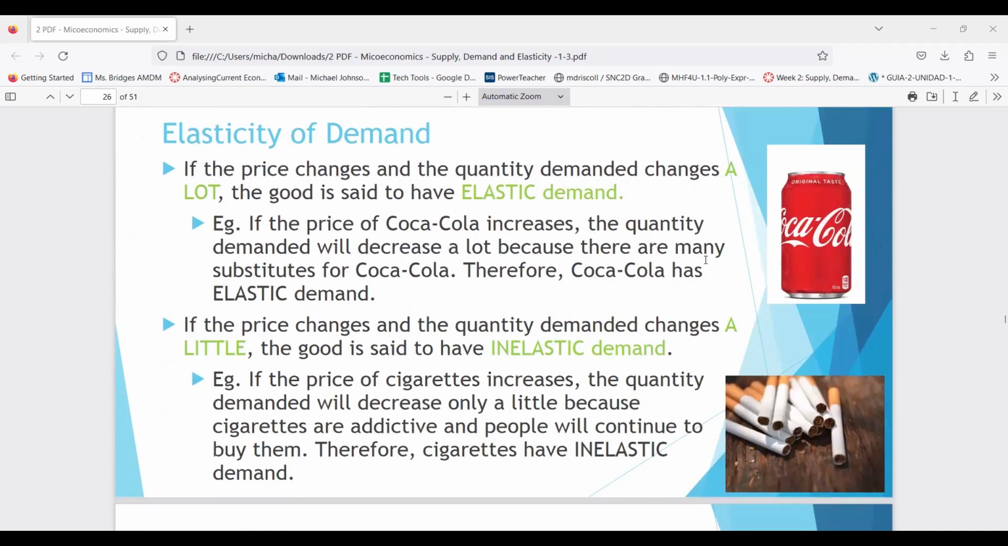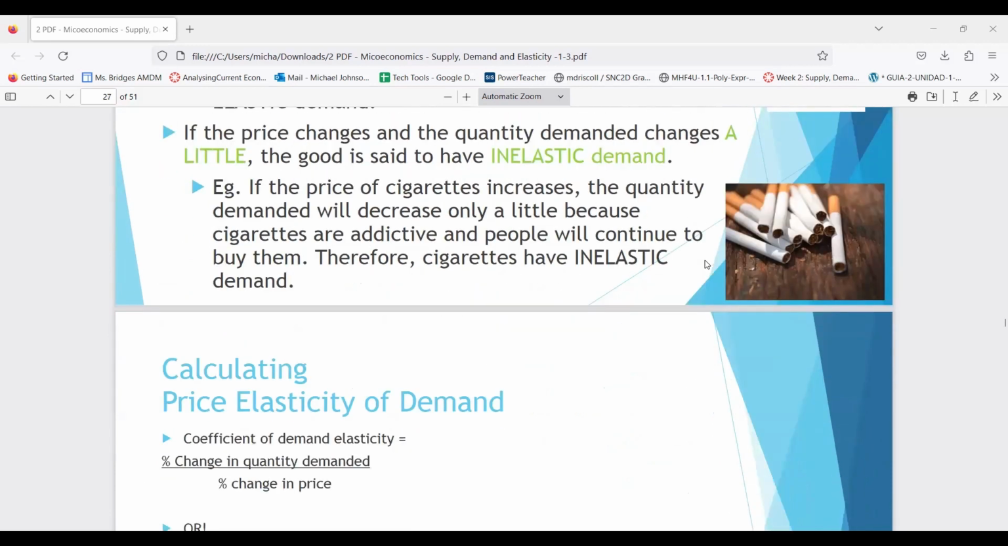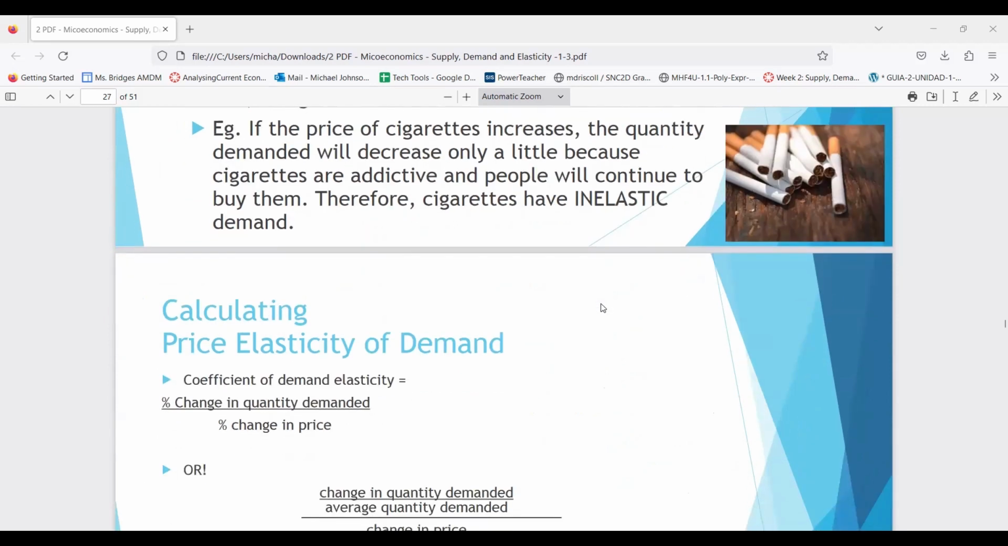So elasticity of demand. If the price changes and the quantity demanded changes a lot, the good is said to have elastic demand. So if the price of Coca-Cola increases, the quantity demanded will decrease a lot because there are many substitutes for Coca-Cola. Therefore, Coca-Cola has elastic demand. If the price changes and the quantity demanded changes a little, the good is said to have inelastic demand. So if the price of cigarettes increases, the quantity demanded will decrease only a little because cigarettes are addictive and people will continue to buy them. Therefore, cigarettes have an inelastic demand.